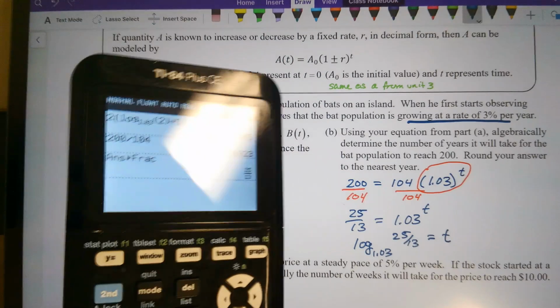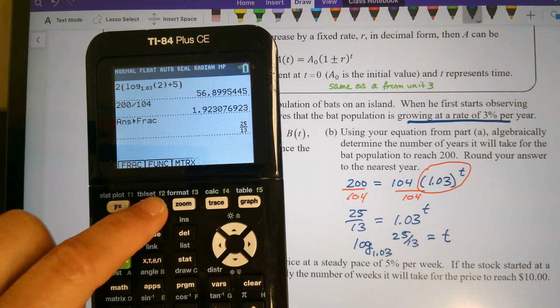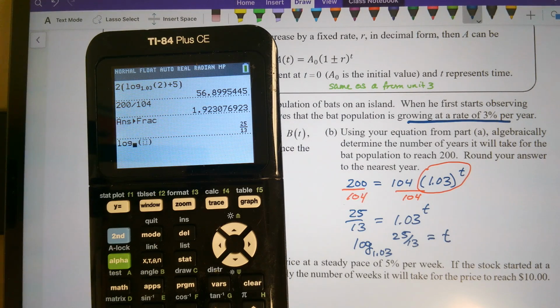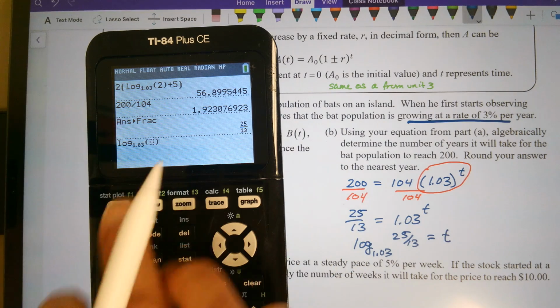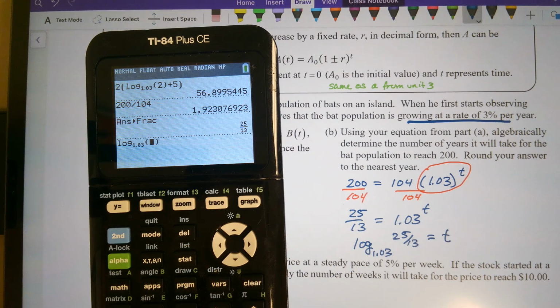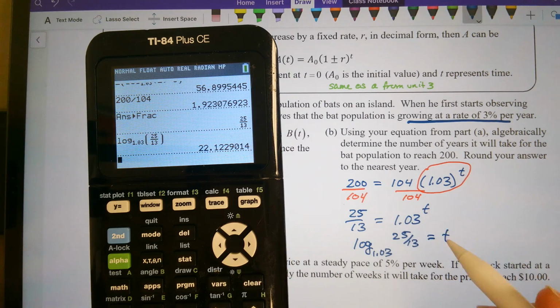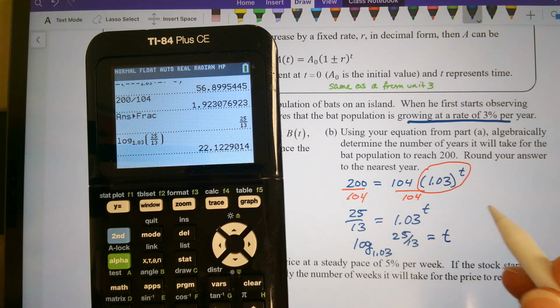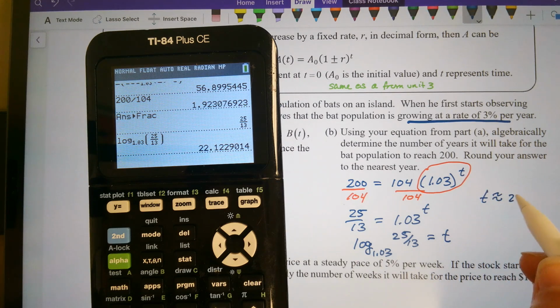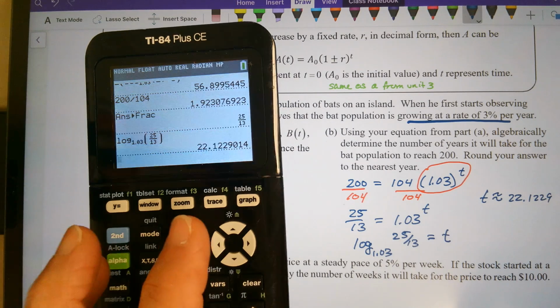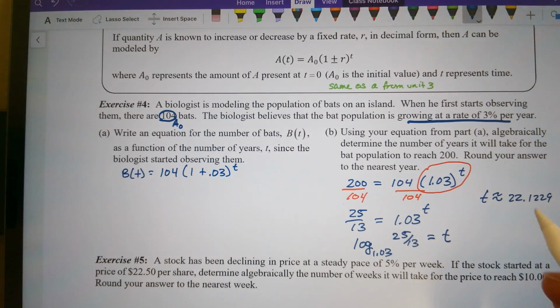And now to the calculator. Alpha window number 5, 1.03. Again, looking at the calculator, arrow out, and I'll just go up and grab that. And arrow out. Rounding to nearest year. So we have t is approximately 22.1229, which is 22 years.